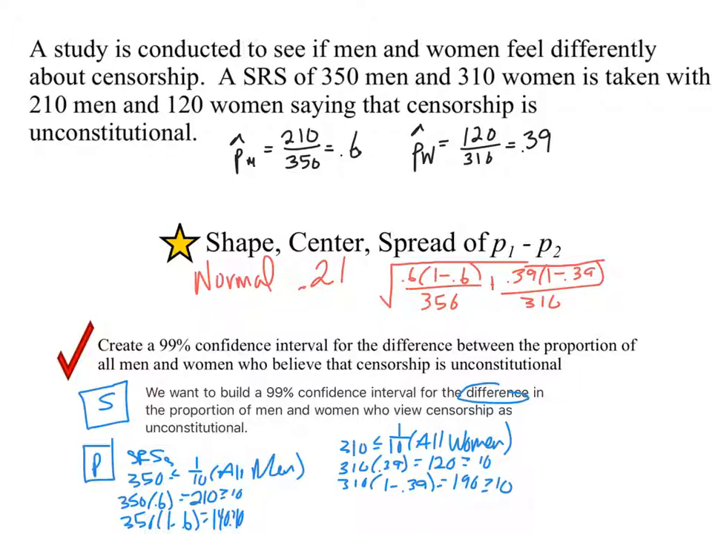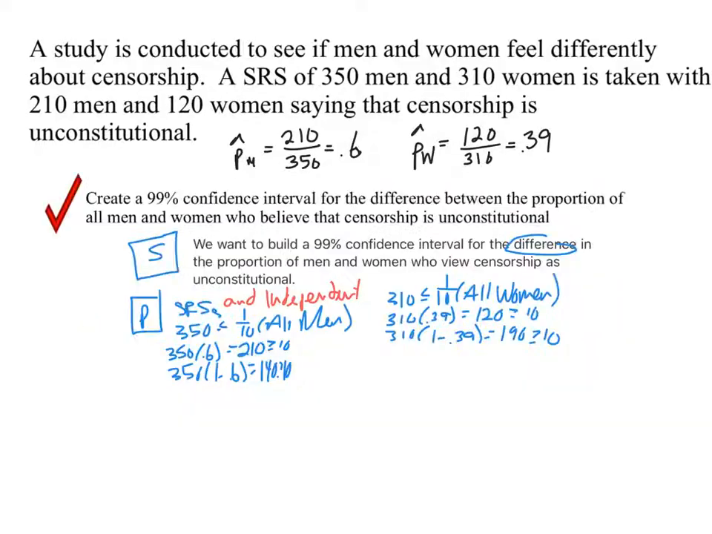Our added condition is that our samples are simple random samples and they are independent of one another. Okay? Now, let's keep going with this. Let me kind of clear some things out. All right, so now I have a little more room to work with. The do part of this.